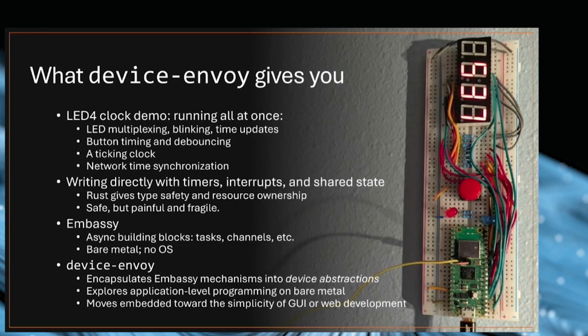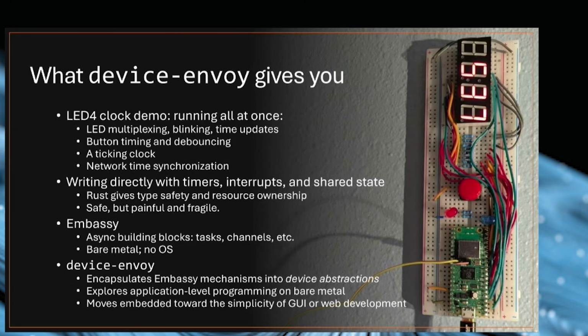Embassy was just one big step up. It gives us all the async building blocks of Rust. The ones we're using the most are tasks and channels and signals. And it means we can really do interesting things like this without having an operating system. These things that we're writing off to the chip are quite small.